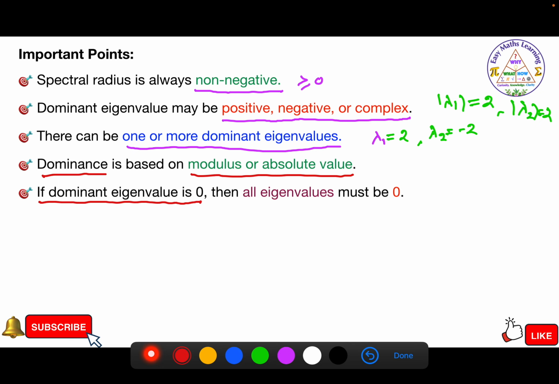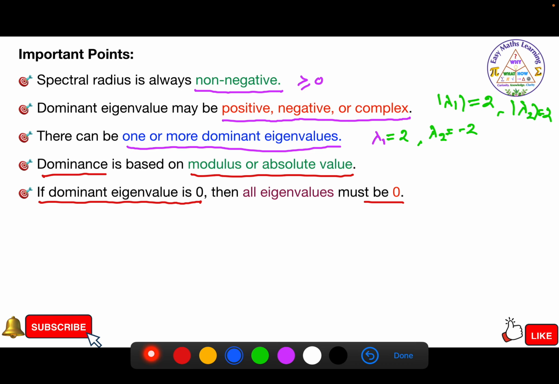And see, if the dominant eigenvalue is 0, then all other eigenvalues must be 0. This means the matrix becomes a nilpotent matrix. A nilpotent matrix is a matrix with all 0 eigenvalues. Why are we writing this one?